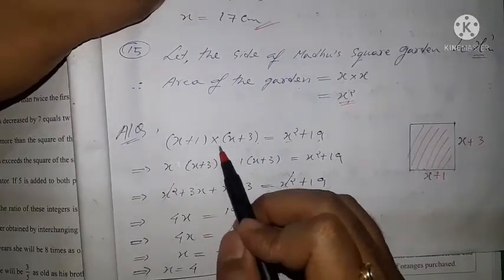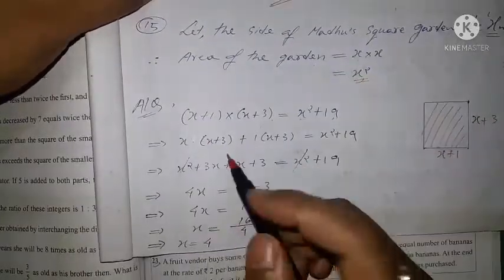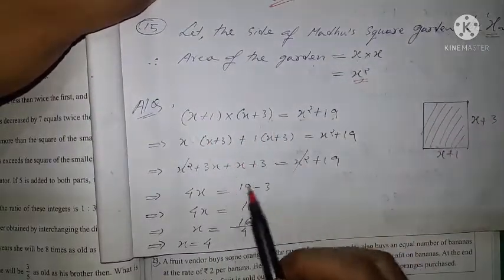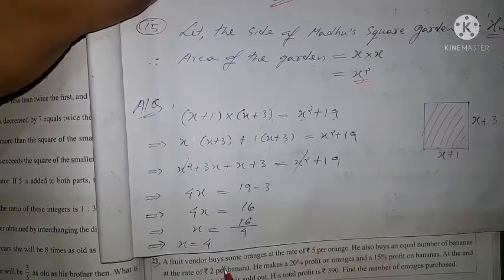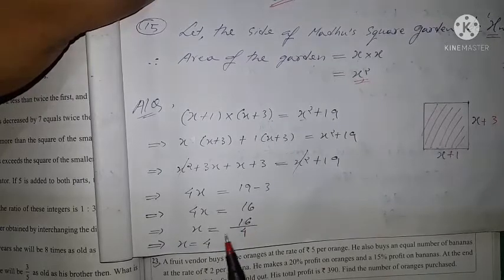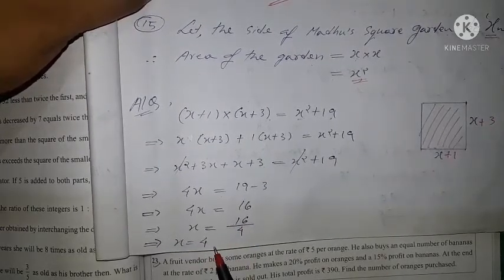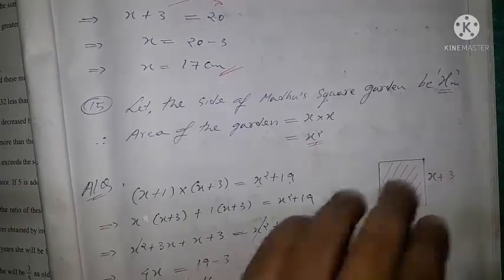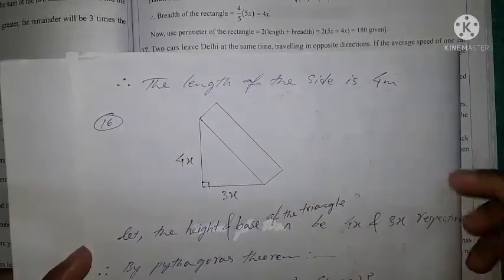So therefore (x + 1)(x + 3) = x² + 19. If we apply the distributive law and simplify, we get 4x = 19 - 3. So therefore 4x = 16, so the value of x = 16/4. Therefore the value of x is 4. That means we got the side of the square, that is 4. Hence we can write that the length of the side is 4 meters.